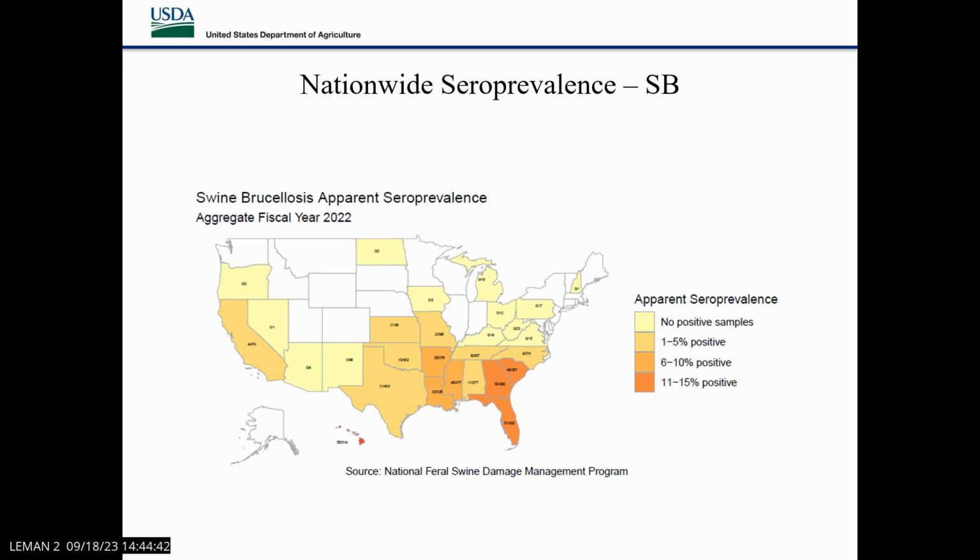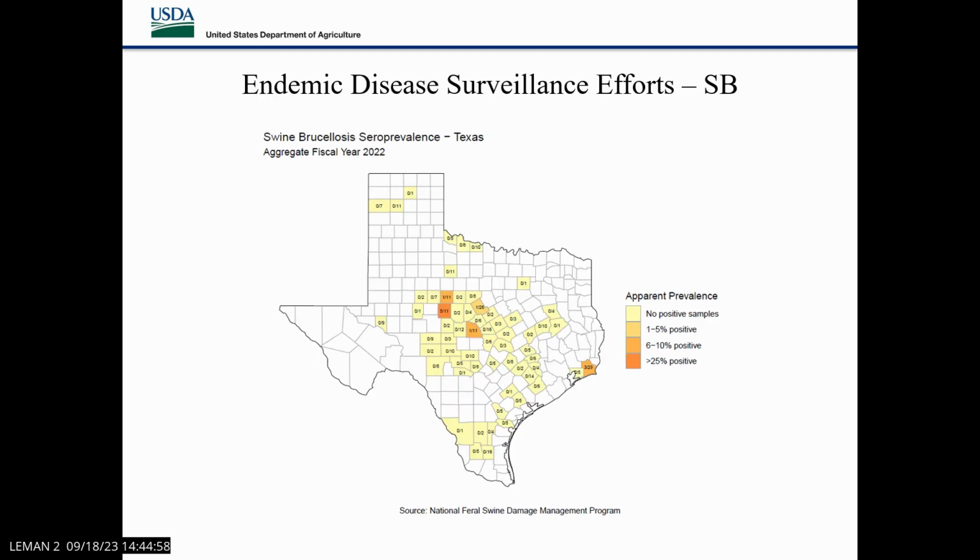Sorry about that. So for swine brucellosis, we see similar patterns. If you remember from the national scale, we see about 5.5% to 15%. If again we use Texas as an example, at the state aggregate we see 1% to 5% seropositivity. And if we break it down at the county level, we see many counties with no positive samples, a few with low seroprevalence, and then a couple with really high seroprevalence. So again, we do see a non-homogeneous distribution of these pathogens on the landscape.